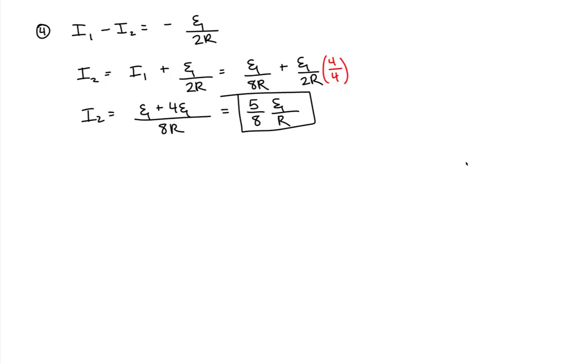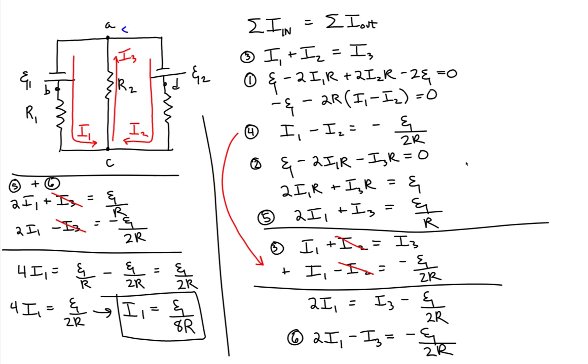Notice that this expression is also a positive result. So what it means is our assumed direction for current 2 was correct. When you look back here, we assumed that current 2 was going into node C. So that's great. Our assumed direction is correct. If we would have ended up with a minus sign in front of our expression for current 2, then that would imply that the magnitude of the current is the same, but it would be opposite in direction.